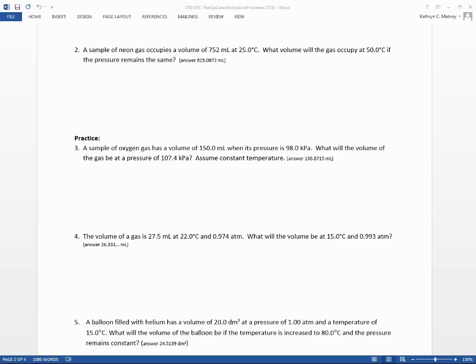273, and when I add that to 25, I don't worry about the fact this doesn't have a decimal. It's been rounded off anyway. I'm going to get 298.0 K.